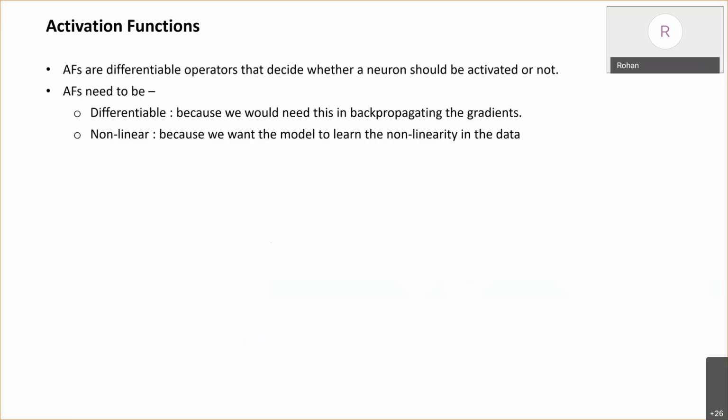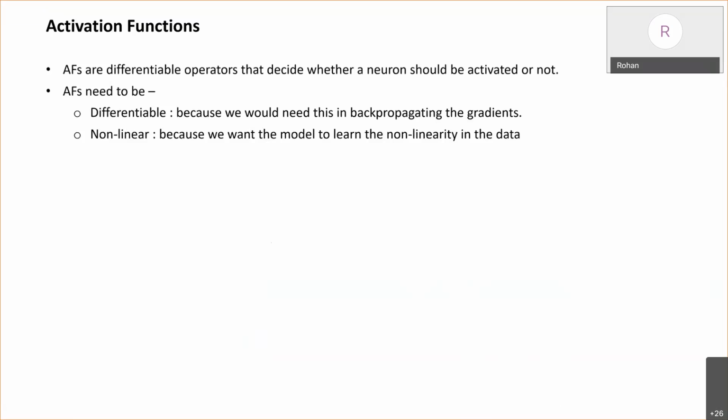So activation functions need to have two properties. Any function can become an activation function if these two properties are satisfied. The first one is that it should be differentiable, and the second one is that it should be a non-linear activation function. Why do we say that it should be differentiable? Because we need this activation function when we are calculating gradients, when we are doing backpropagation.